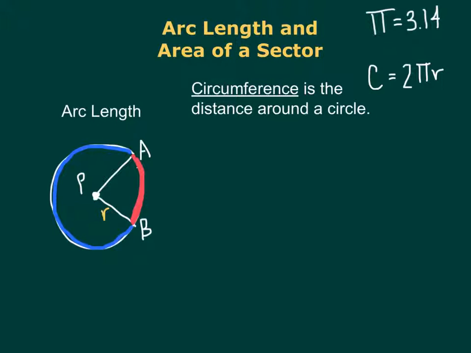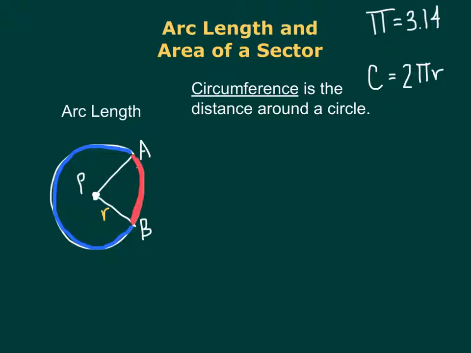Once we know circumference, we need to figure out the ratio of this part here to the entire circle. And it's going to give us a fraction, and we can multiply that fraction by the circumference to get this arc length right here. So what does that look like?